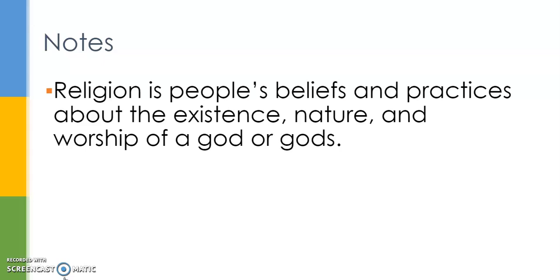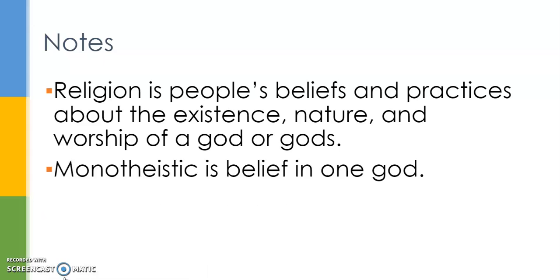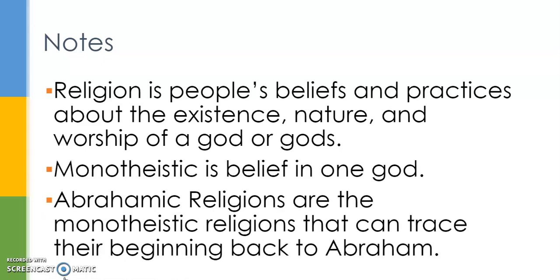But the three that we're going to focus on today are called Abrahamic religions. Abrahamic religions are all monotheistic. They believe in one God. And like I said before, all three trace their origin back to Abraham. So those really are the only notes you have for today. Know that these three religions are called Abrahamic religions. They trace their beginning back to this person named Abraham.